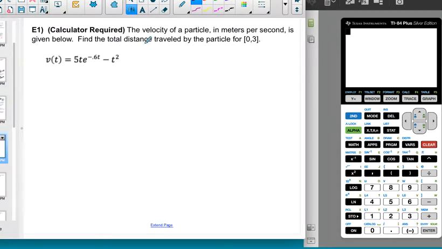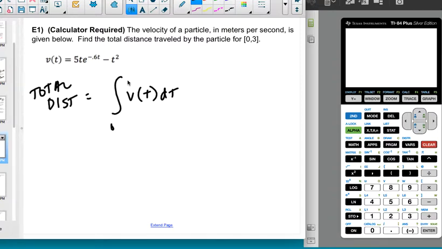All right, so we're going to use a calculator on this. The velocity of a particle in meters per second is given below. What's the total distance traveled from 0 to 3? So I have velocity and I have a calculator. My job is to just say that total distance is the integral, and I can call it v of t because they called it v of t, the integral of v of t from 0 to 3, and it's in an absolute value, right? Because that is going to be speed, right?